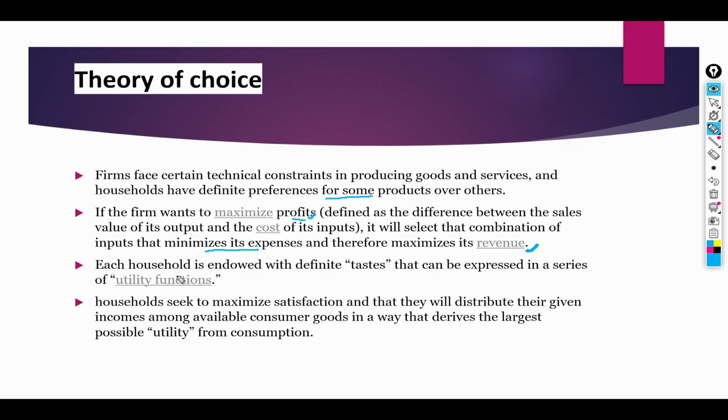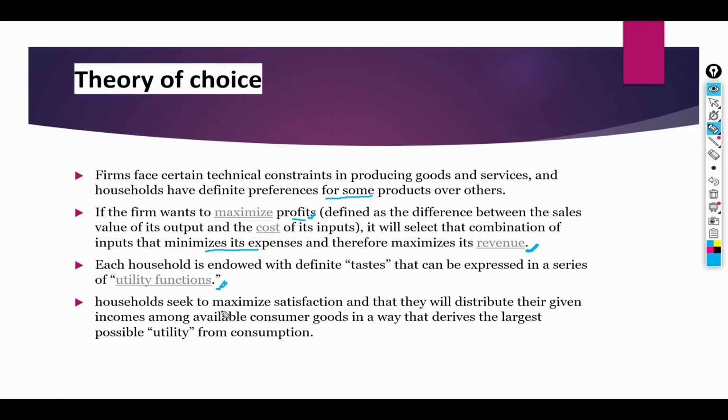Okay, now each household is endowed with a defined taste that can be expressed in a series of utility functions. Suppose you are buying bread or jam or anything; you must have seen even in your family that different members have different tastes. When you go to a departmental store or mall, you choose one thing, but your other family members will choose the same product of a different brand according to taste. So each household is endowed with definite tastes, and that can be expressed in a series of utility functions.